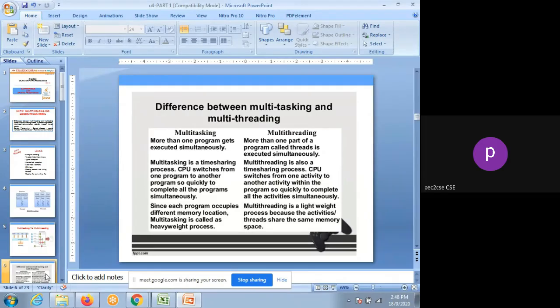Second difference: in multitasking, the CPU switches from one program to another program. In the case of multi-threading, the CPU switches from one activity to another activity within the program. Third difference: in multitasking, each process has its own memory, so multitasking is called a heavyweight process. Multi-threading is a lightweight process because all the threads share the same memory. Is it clear?